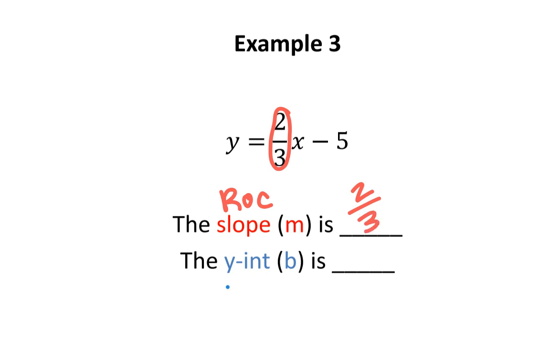Meanwhile, the y-intercept, which is the same thing as the initial value, would be the number at the end of the equation, and this would be negative 5. It is important to pay special attention to the signs here, as the y-intercept includes the sign in front of it. Therefore, the slope is 2 over 3 and the y-intercept is negative 5 and not just 5.